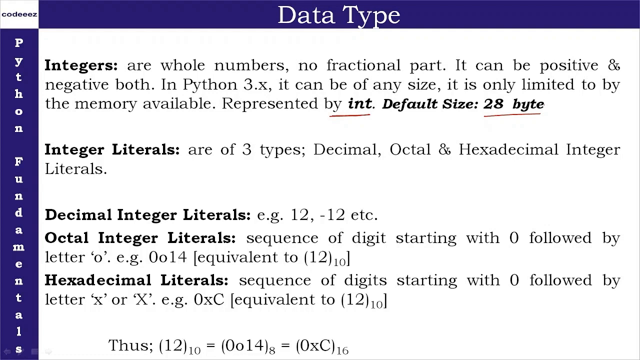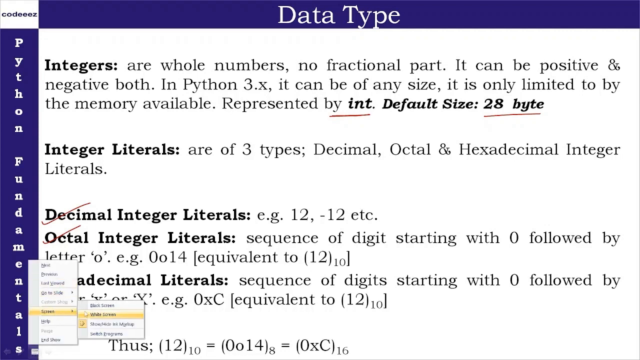Short form is int, and its default size is 28 bytes. So in Python, integers can be of various types. We have different representation techniques for integers. It can be a decimal number system, it can be octal, hexadecimal, and binary also. So we are going to discuss each one of them with an example.